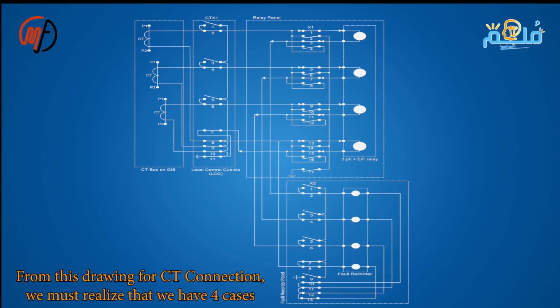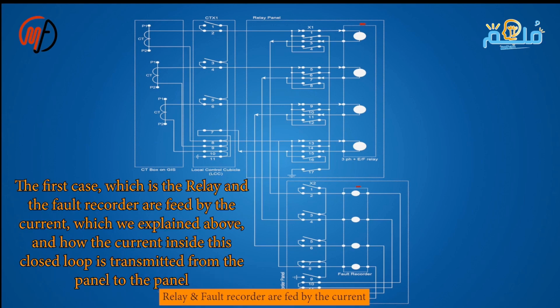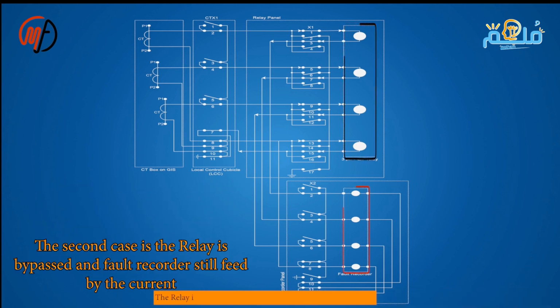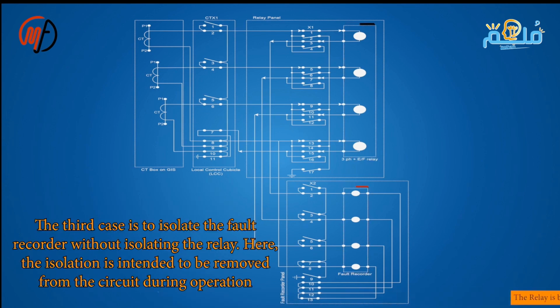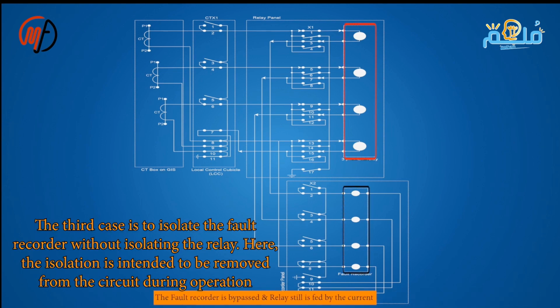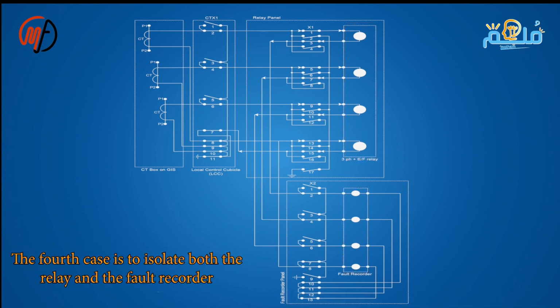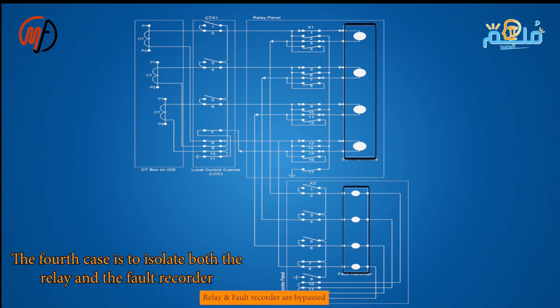From this diagram or drawing of the CT connection, we need to understand that we have 4 cases. The first case is feeding the relay and the voltage recorder, which I just explained, and how the current flows within this closed loop from panel to panel. The second case is isolating the relay without isolating the voltage recorder. The third case is isolating the voltage recorder without isolating the relay. Here, isolation means removing it from the circuit during operation. The fourth case is isolating both the relay and the voltage recorder.